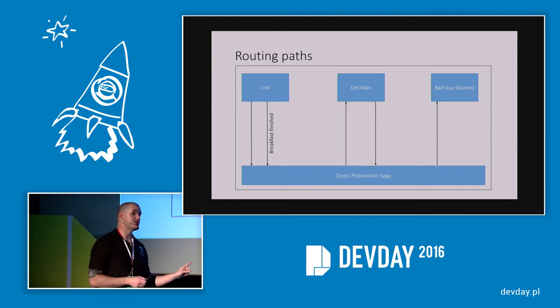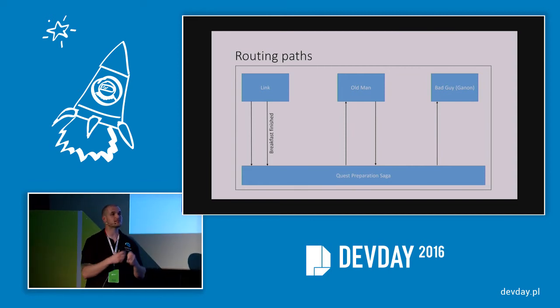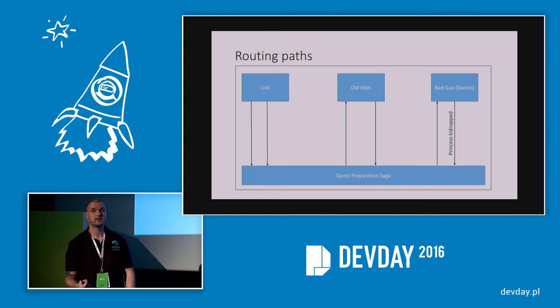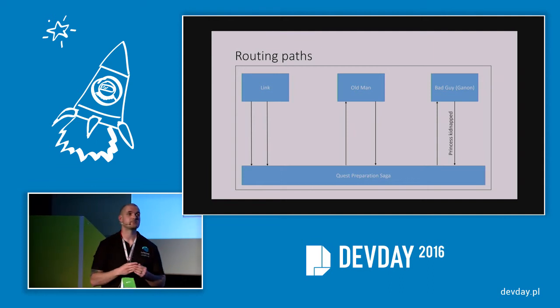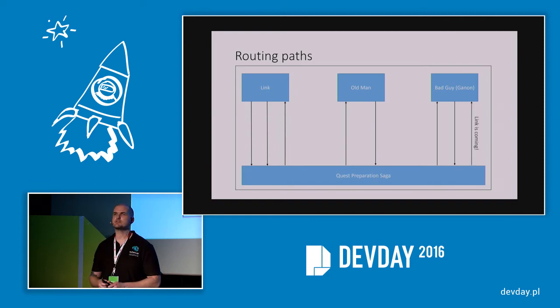Okay, so at this stage, we can do compensating actions because we've got a process manager. We've got something to coordinate the events. So if the princess isn't kidnapped in time, well, then we just send a message to the old man, put the sword back in the cupboard, and go on your business. However, if the princess is kidnapped, now everything's ready. So now we can send a message to Link saying, hey, you need to save the kingdom, do your thing. And then to make it interesting, we'll also tell the bad guy that Link is coming, because you don't want the game to be too easy.